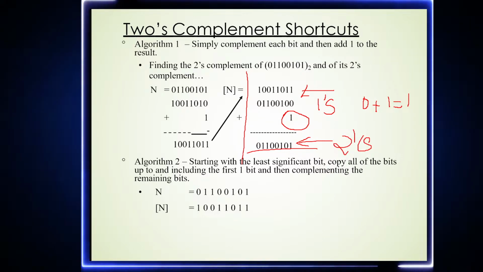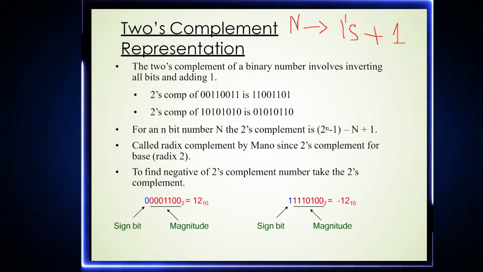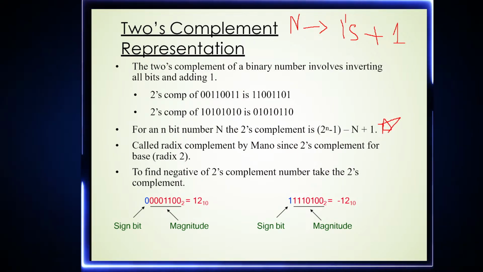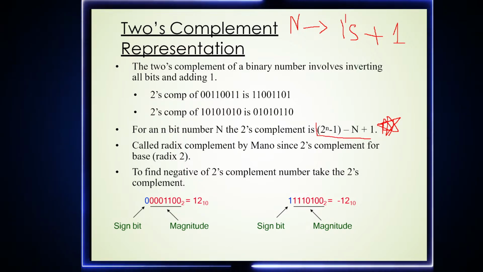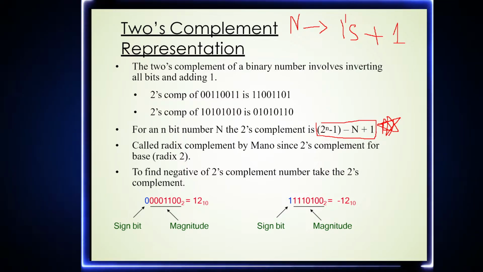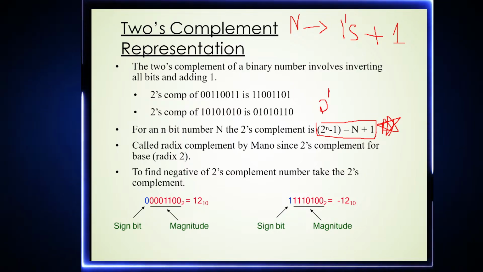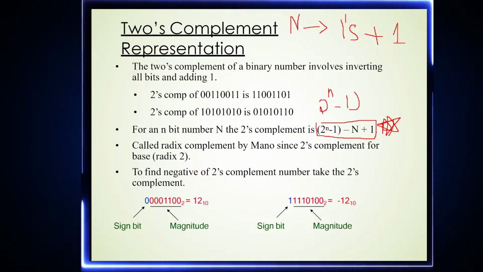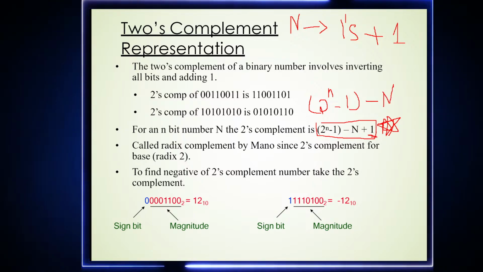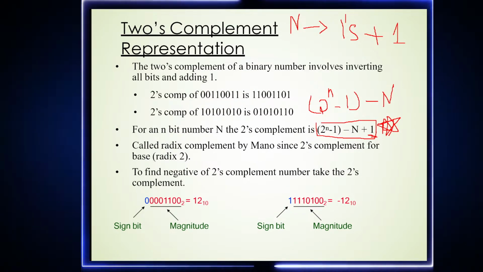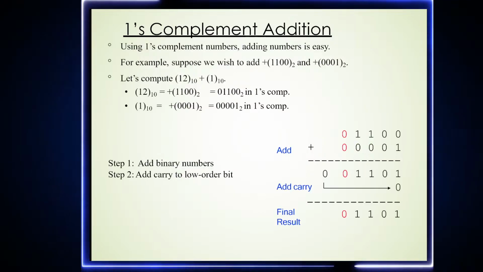Right? Okay, let me just go to the previous slide. Yes, this is the formula you need to remember to find out n bits 2's complement. Right? This is 2 raised to n minus 1 minus n plus 1. Right? And for one's complement it was 2 raised to n minus 1 minus n. Right? You just add plus 1 to it. These are the two formulas you need to remember. Right? Okay. Now this is 2's complement. Yes. Now this is 1's complement.